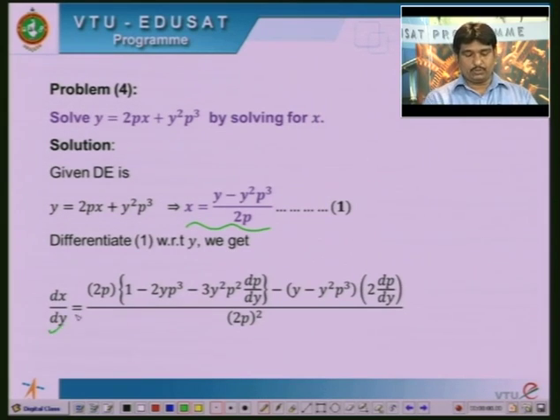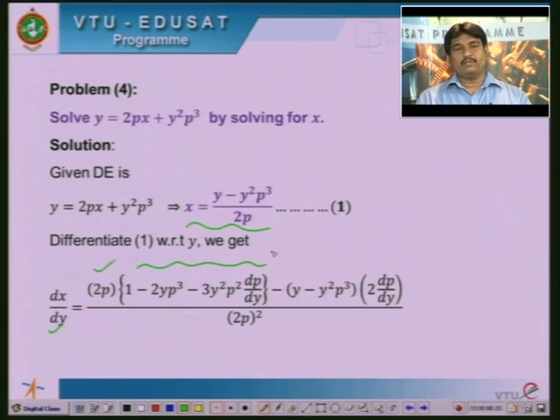dx by dy equals, by the quotient rule (u by v rule), denominator into derivative of numerator. Derivative of y is 1. Then use the product rule for y square into p cube, which is minus 2y into p cube when we keep p cube as constant and differentiate y square, and in the next stage when we keep y square as constant and differentiate p cube, it is 3p square into dp by dy. This gives this, minus numerator as it is, which is y minus y square into p cube, into derivative of denominator.